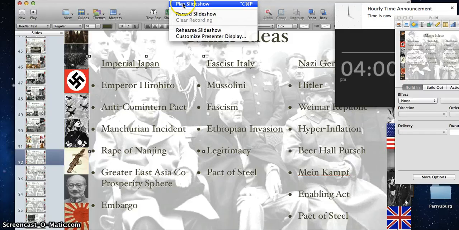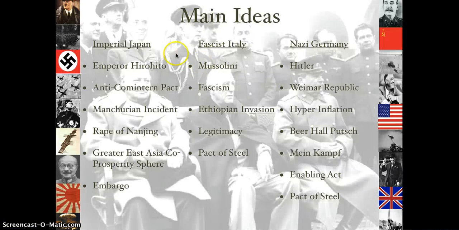All right, and so I wanted to jump to this simply because this is a review of some of the main ideas of Imperial Japan and Fascist Italy, and next we'll hit on Nazi Germany and its rise.